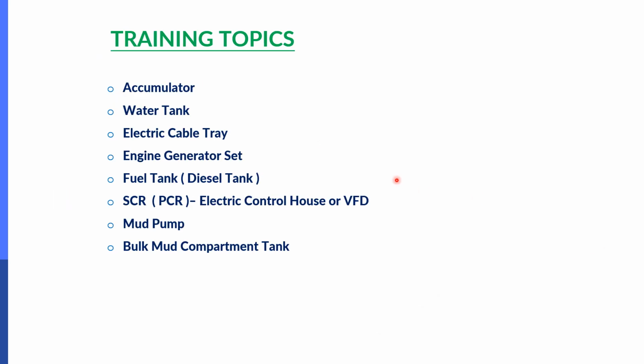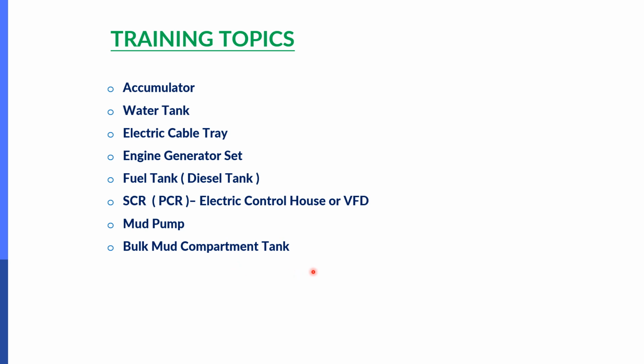Our topics today are accumulator, water tank, electric cable tray, engine generator set, fuel tank, which means diesel tank, and SCR. SCR is sometimes called PCR by some clients, and it is an electric control house. It's actually a power distribution house, or VFD. We will see in detail the meaning of SCR and PCR, the definition and function of the electric control house, what VFD is, and the mud pump. And last but not least, the bulk mud compartment tank.